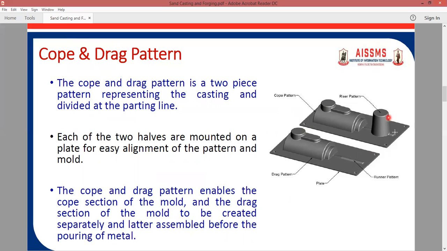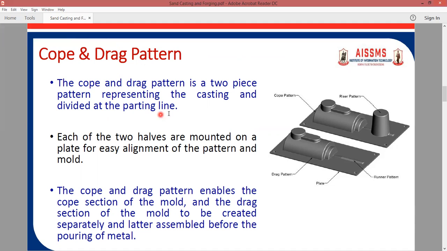See, this is the figure which shows a symmetric pattern. The lower one is called the drag, the upper one is called the cope, and they are separated by this parting line. This is a runner portion and this one is your plate on which the drag pattern and cope pattern are placed. So cope and drag pattern is a two-piece pattern representing the casting and divided at the parting line.